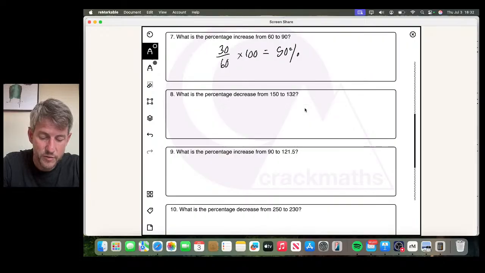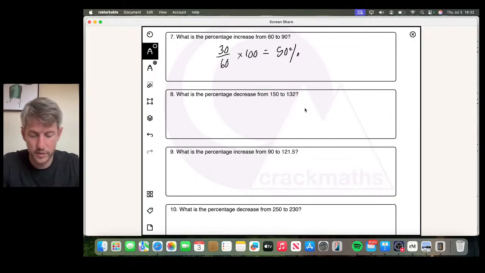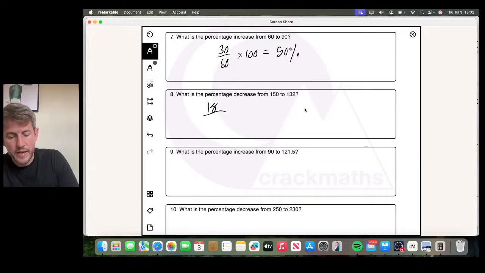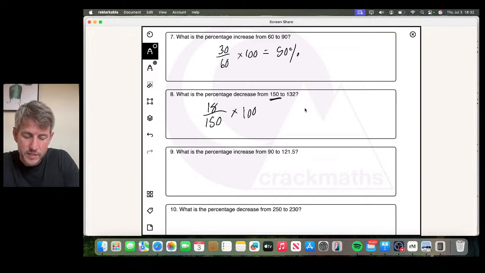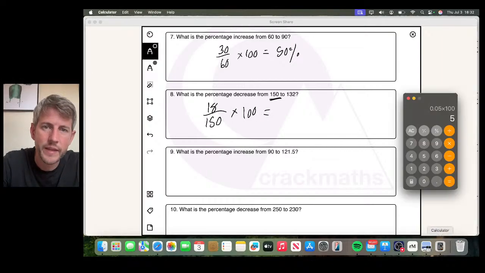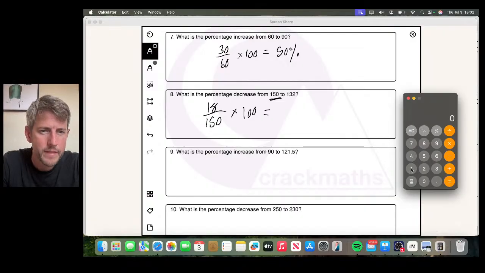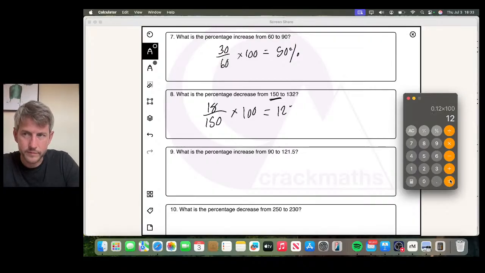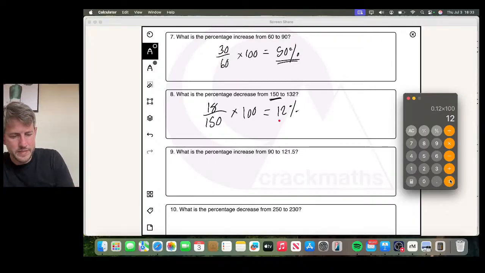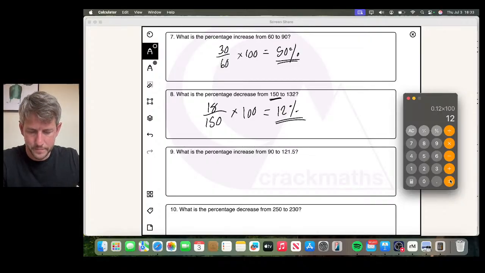Okay. Let's have a look at this one here. What is the percentage decrease from 150 to 132? So 150 is 18 more than 132. So it's going to be 18, and then it's decreased from the 150. So it's 18 out of 150, then times 100. And let's find out what that equals to. So we're going to have 18 divided by 150 equals 0.12, and then times that by 100. There we go, 12%. Let's remember to underline our answers to make it nice and clear.